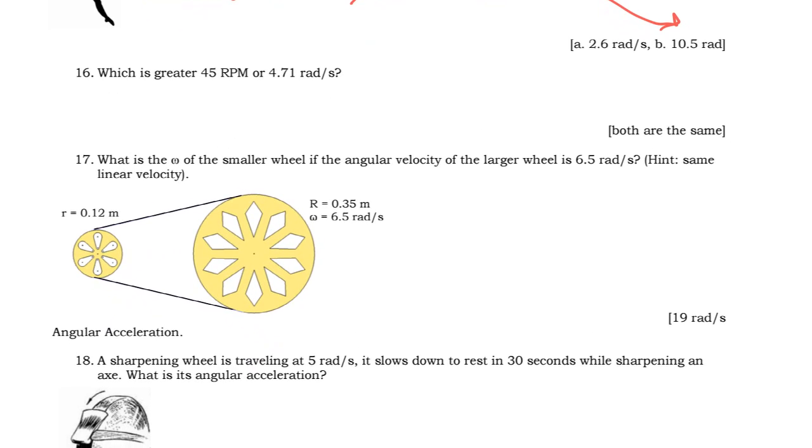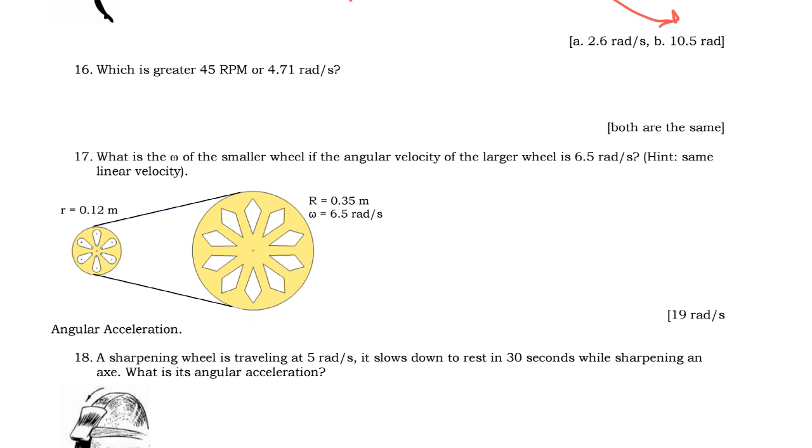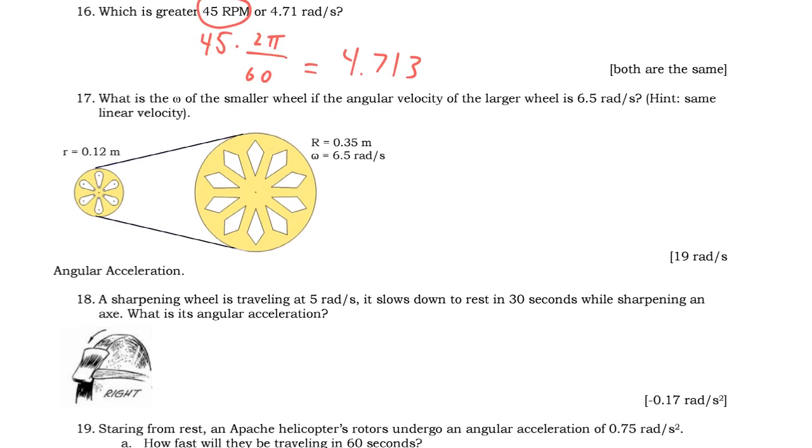All right, which is greater, 45 RPM or 4.71 rads per second. We want to get them to be the same unit, so we can just use that 45 times 2 pi over 60 trick yet again, and you'll see that you get about 4.71. So they are the same. If you go out to the third decimal place, the 45 RPM wins slightly because it's got a 3 or something right here. So it says that they're the same. Technically, the 45 RPM would slowly outpace the 4.71 rads per second.